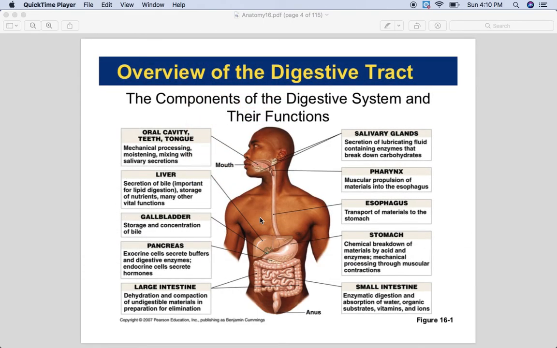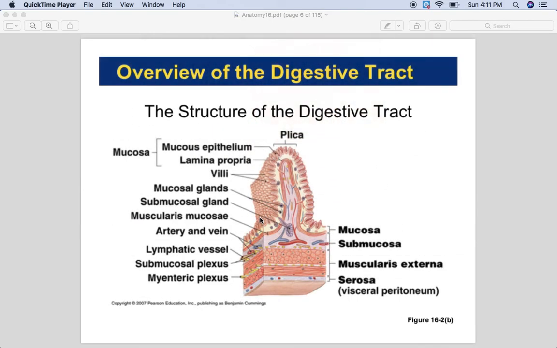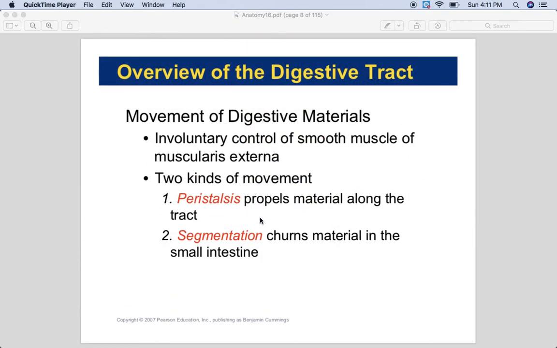This page is really, really helpful because it shows you all the parts of the digestive system, what's included in that, and what they do. So you might want to either take a screenshot of it or bookmark this page. It's really helpful as kind of a screenshot of everything that's going on in your digestive system. We're not going to worry about the histology part.